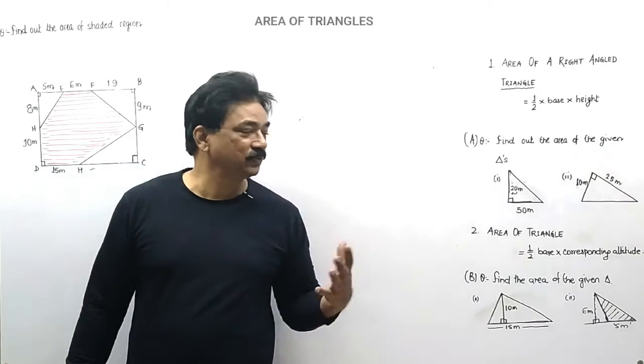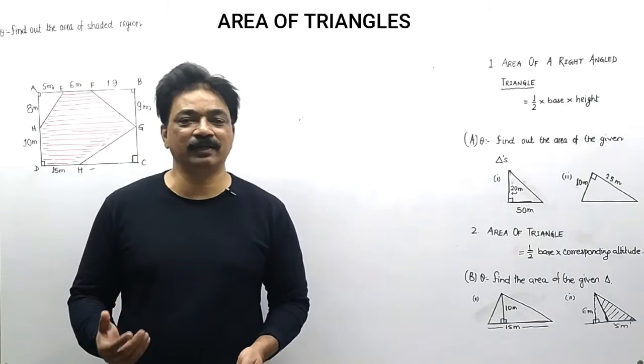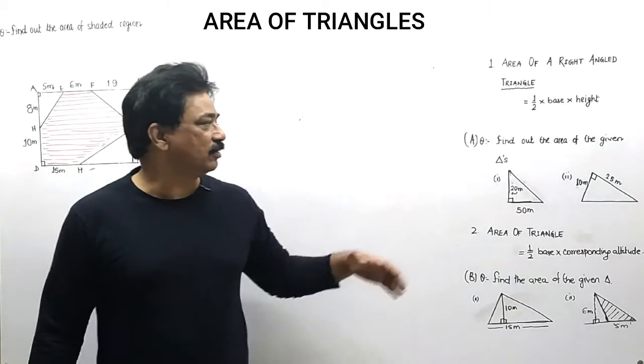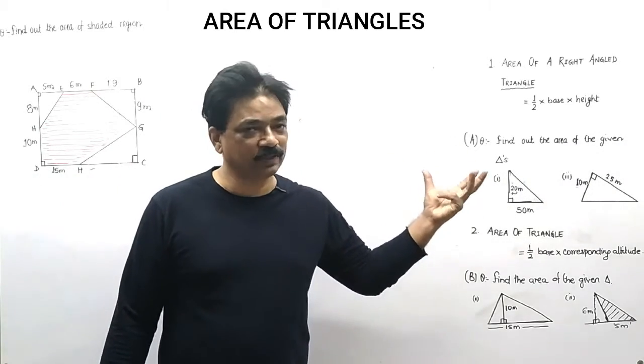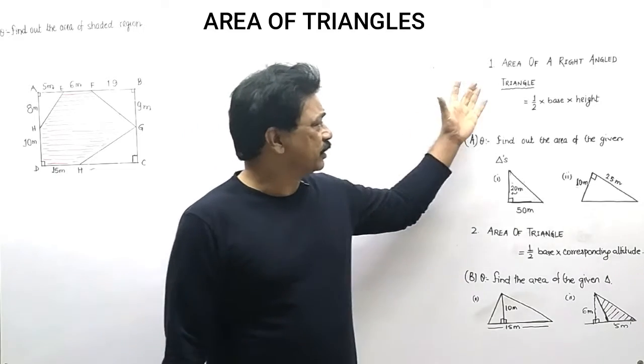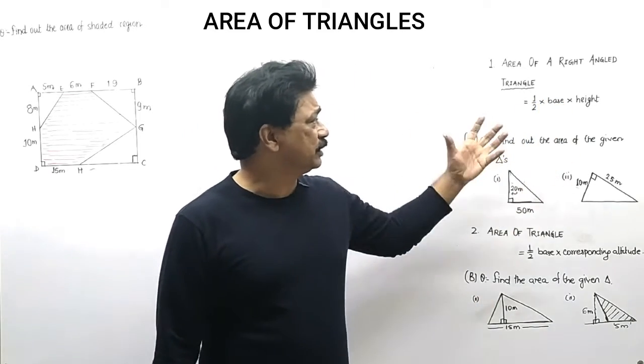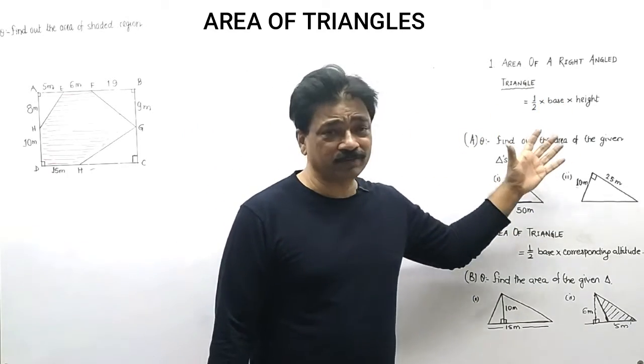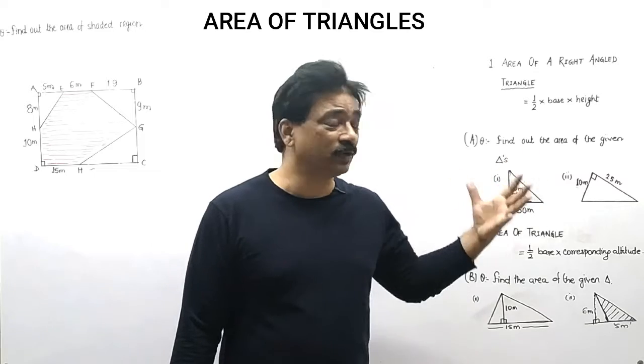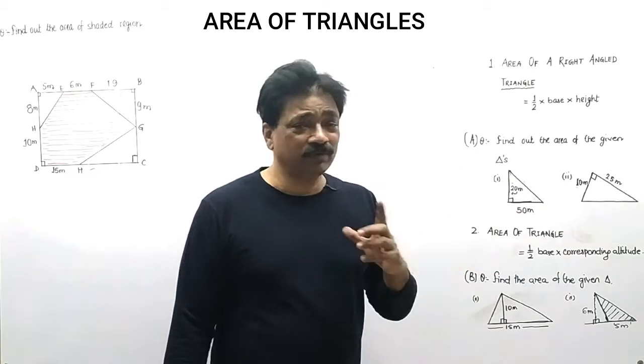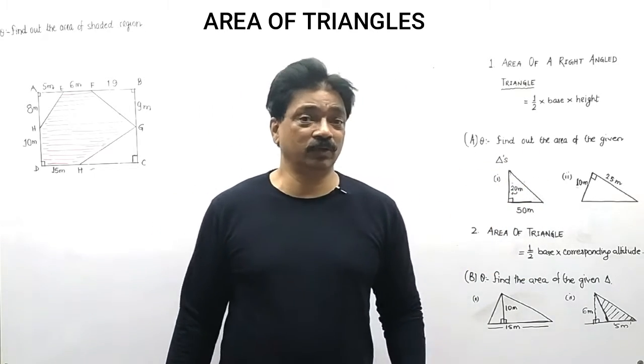So students, we were doing area of rectilinear figures, and here are a few questions on area of triangles. First thing is a right angle triangle. So what is the area of a right angle triangle? The area of a right angle triangle is half base into height. Now, one very important concept you should remember.